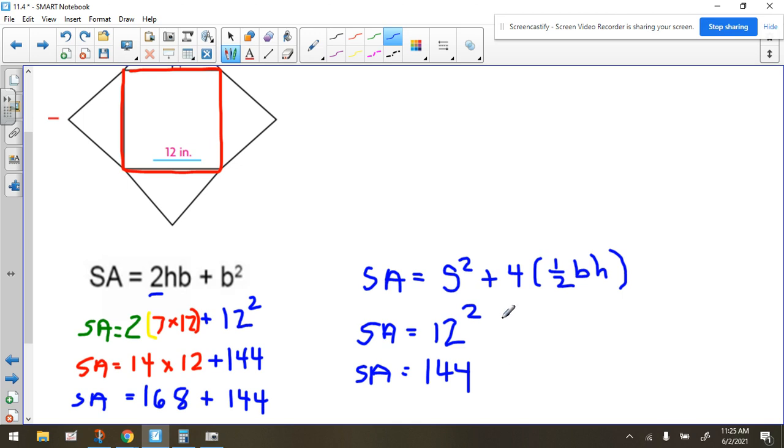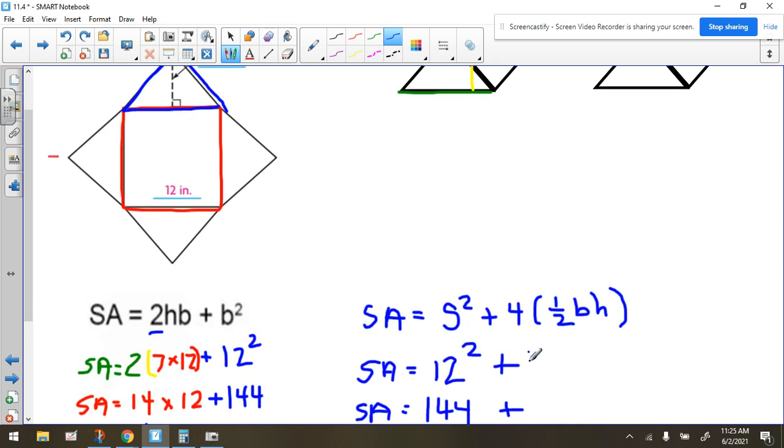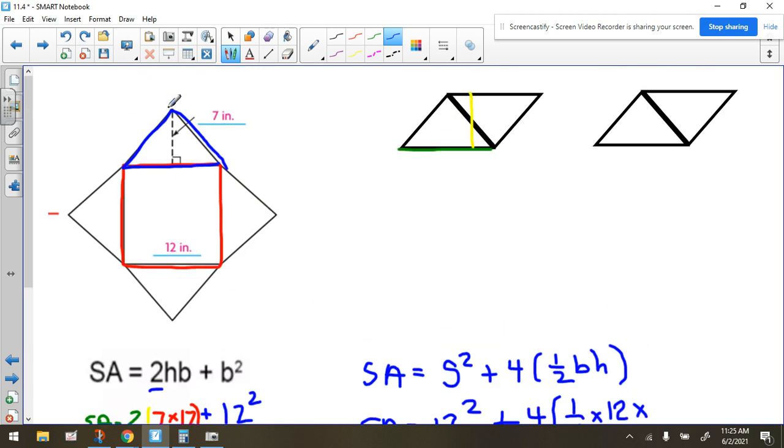Now, let's compare and contrast that to doing it this method. If we do it this method, we're going to find the area of one of these triangles. So if we find the area of one of the triangles, we know that the base is 12, and we know we have 4 of them, by the way. And if we substitute that into the formula, the base is 12, and the height of the triangle, they're telling you right here, is 7.